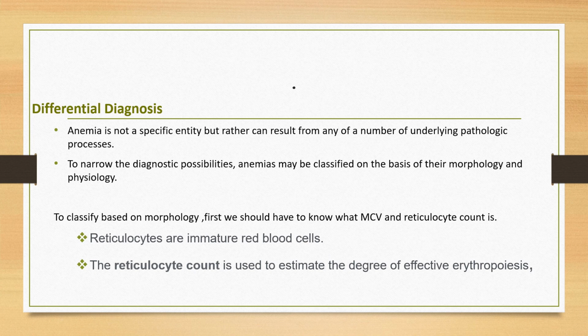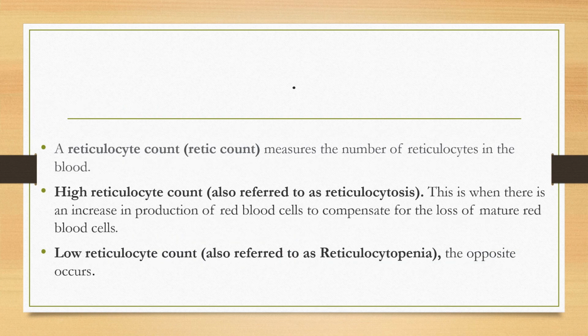Reticulocytes are immature red blood cells, whereas the reticulocyte count is used to estimate the effectiveness of erythropoiesis. A retic count measures the number of reticulocytes in the blood. A high retic count, or reticulocytosis, is when there is an increase in the production of red blood cells to compensate for the loss of mature red blood cells.